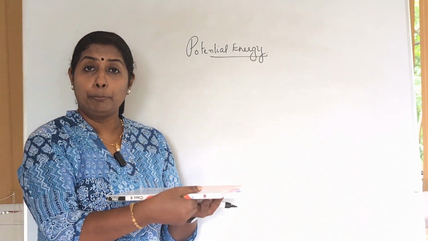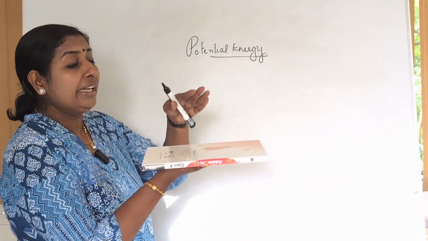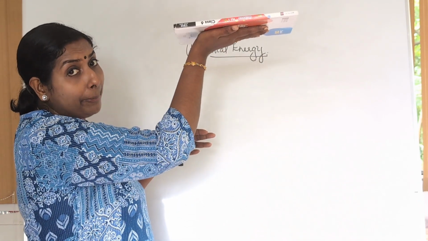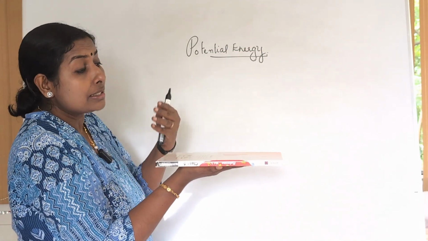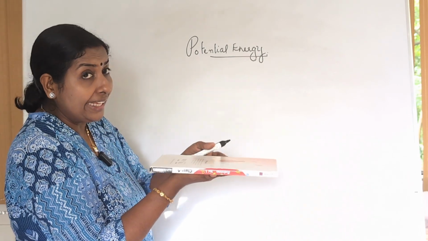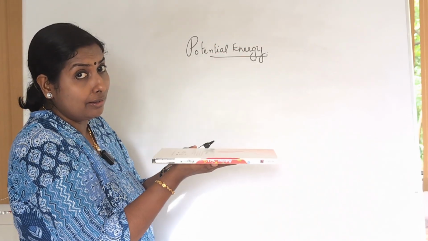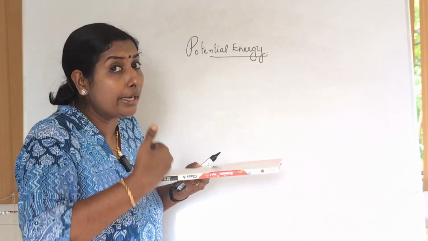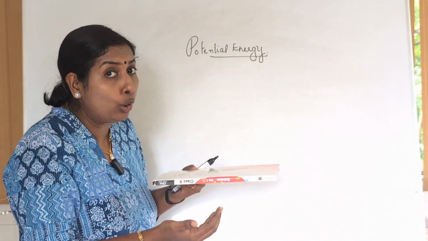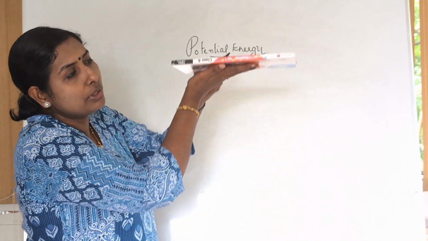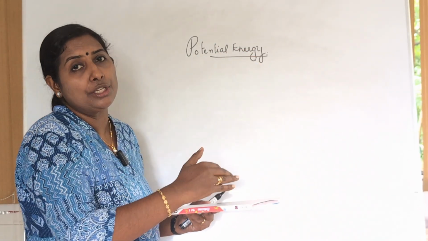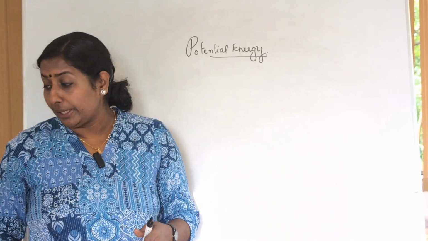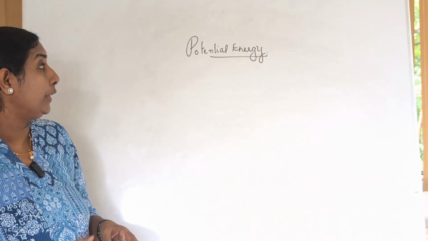Suppose I am having a book in my hand and it is kept at this level. When I raise this book, what happens? I am doing some work against gravity to raise it, right? So I am expending my energy. So where does this energy that I am expending go? When this book comes to this height, this energy is getting converted into potential energy of the body.